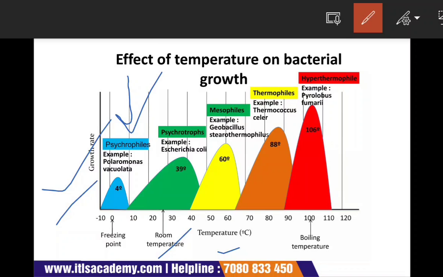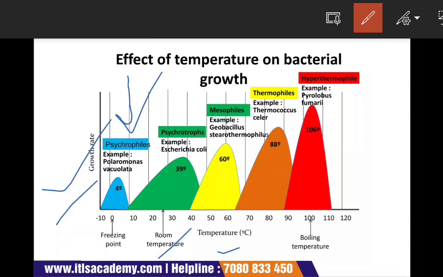Then from 40 degrees centigrade to 55 or 60 degrees centigrade, mesophiles grow. Then thermophiles above that temperature, where the optimum range can go very high, up to 80 degrees centigrade. At this temperature, thermophiles show their major growth. Then comes the extreme hyperthermophiles at around boiling temperature. At this temperature, hyperthermophile bacteria can survive.